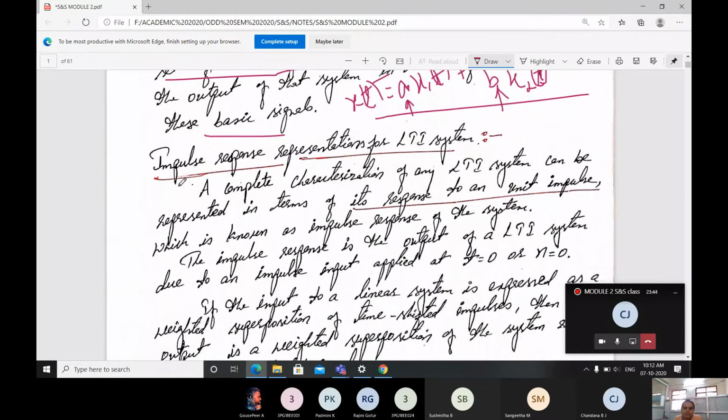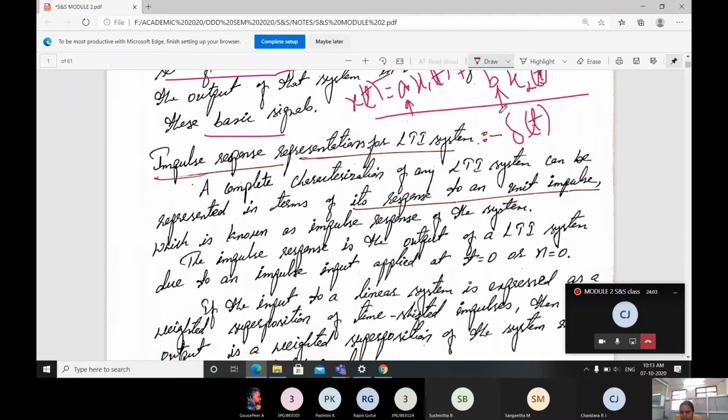The next topic is the impulse response representation for LTI systems. What is the impulse response we come across? That is delta of t. This is the impulse function.